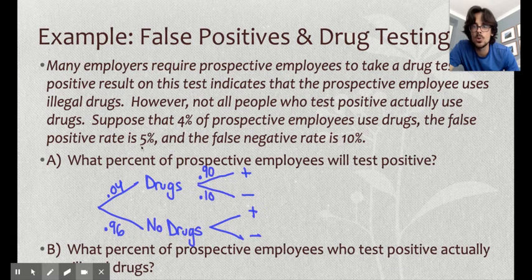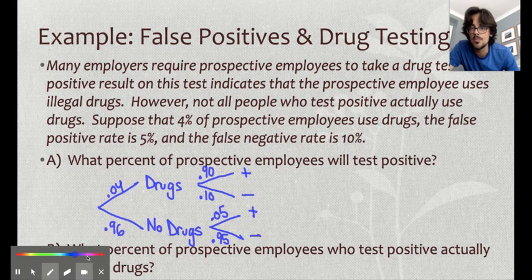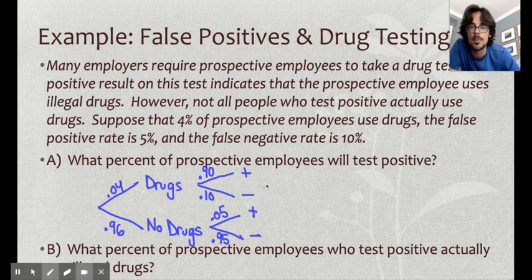And then a false positive, that means no drugs, but it says you did drugs. That's 0.05, meaning this guy down here, negative like it's supposed to, is 0.95. And what I'm going to do is multiply along my paths right here and get all my little probabilities for the end. 0.4 times 0.9 is 0.36.